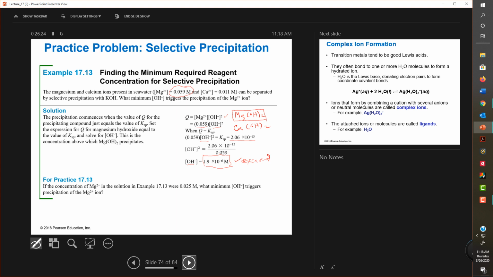And you could do this one. It should be pretty much the same process as that.